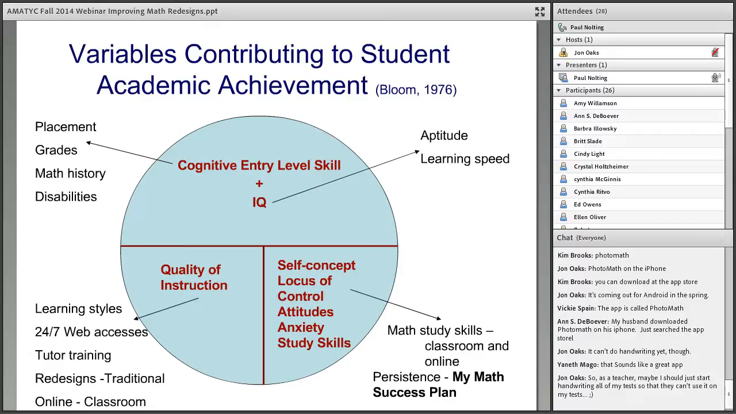The next thing is the affective characteristics I'm pointing to right now. This is the big area. What we're finding out is students have to become more independent learners in our systems, and also they need a plan.